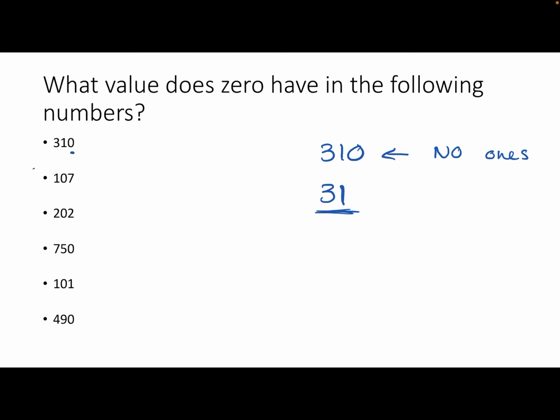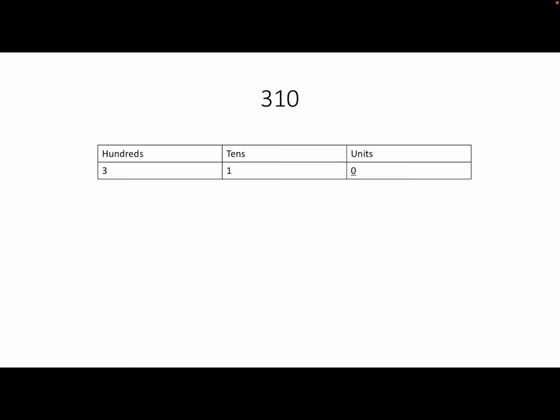So I want you to do the same thing for the rest of these, for the last 5. So, here we go. Again, it's holding the units position. Otherwise we'd have 31. Here it's holding the tens position, which is really important because we've got 0 tens. Without it, we'd have one lot of 10 and we'd have 17.